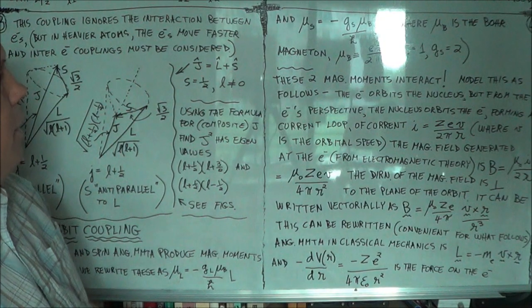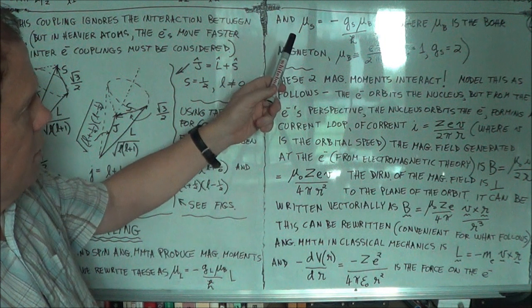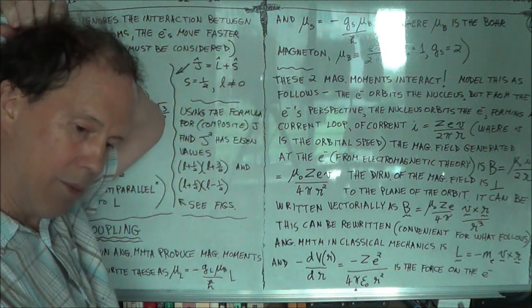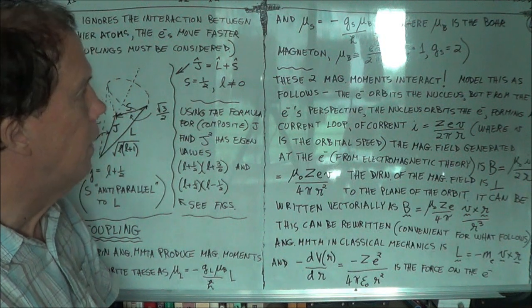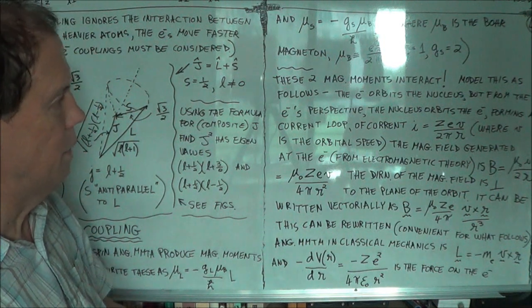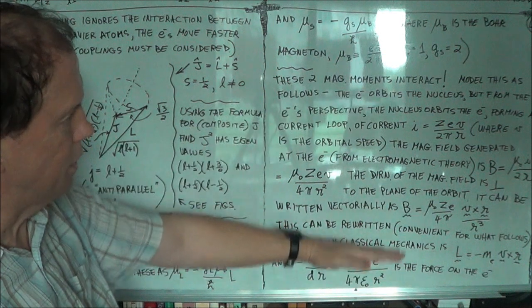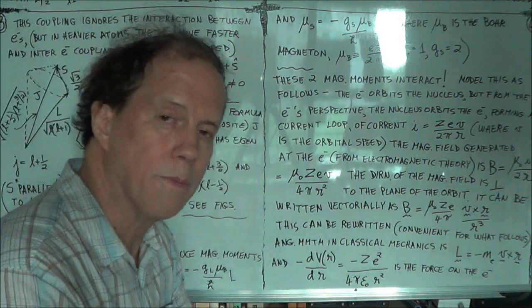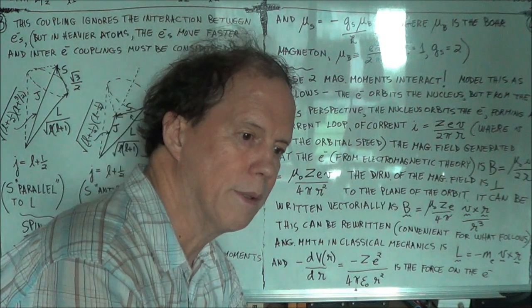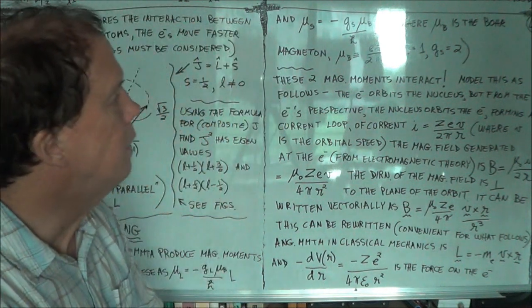Okay, right. So these two magnetic moments, they interact. Now we can model it. We can try to explain why that's the case, using a fairly close analogy to classical mechanics.